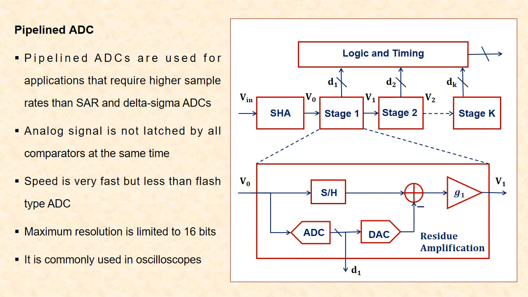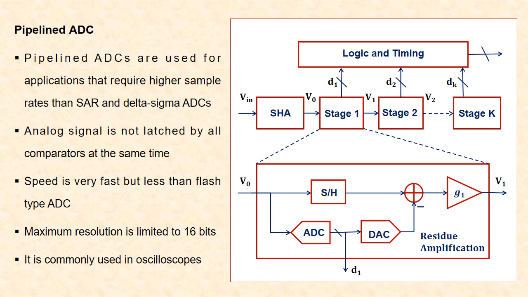Next is the pipelined ADC. This ADC is also one of the advanced ADC technologies. It is used for applications that require higher sample rates than successive approximation ADC and delta sigma ADC. Here, analog signal is not latched by all the comparators at the same time. The speed of this ADC is very fast, but it is less than flash type ADC. Its maximum resolution is limited to 16 bits. Pipelined ADCs are commonly used in oscilloscopes.